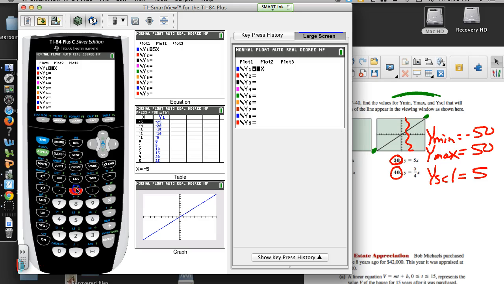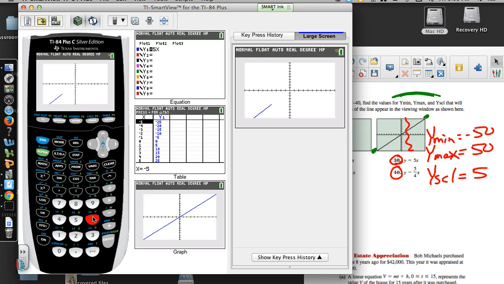So let's see, we've got parentheses, 5/4 and x. And we'll just try zoom 6. We know it's not going to work, but we just want to take a peek and see what it's like. So this one is a lot closer than that y equals 5x because the slope was considerably smaller.